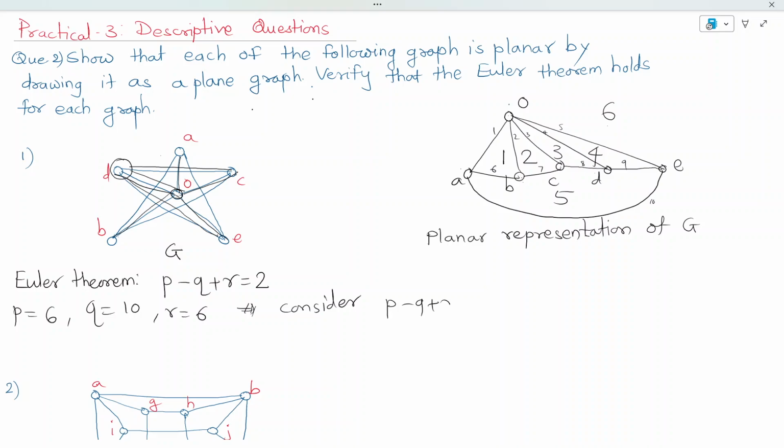So consider P minus Q plus R. P minus Q plus R is equal to 6 minus 10 plus 6. 6 minus 10 is minus 4, plus 6 is 2. So P minus Q plus R is 2. Therefore Euler's theorem is verified.